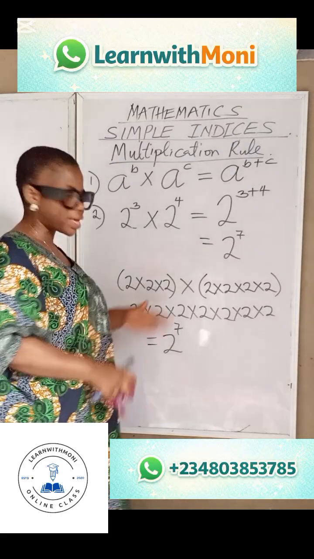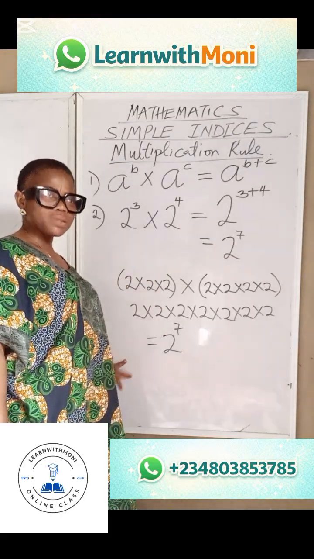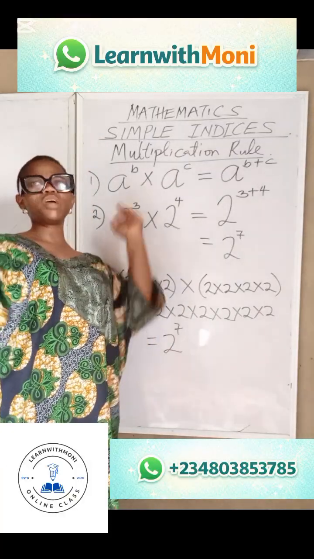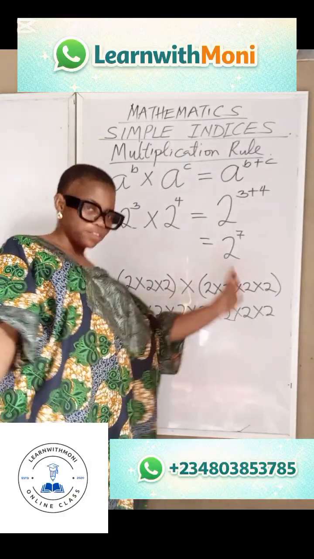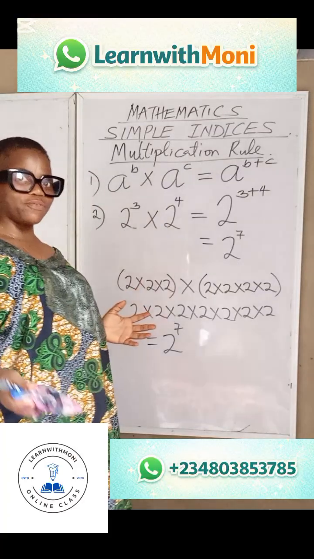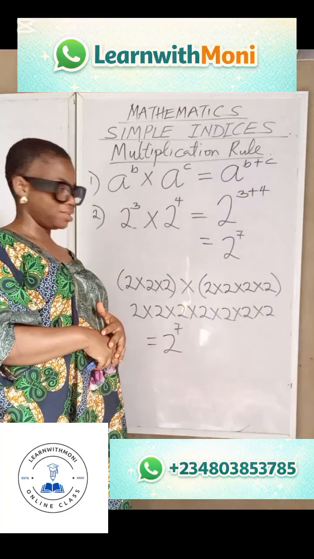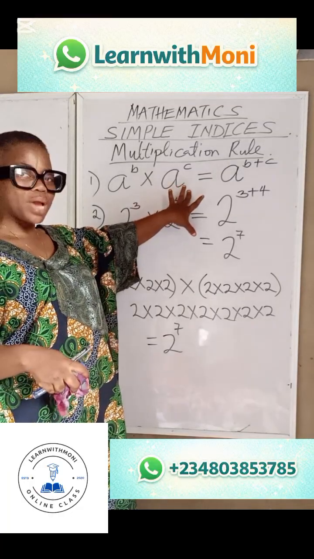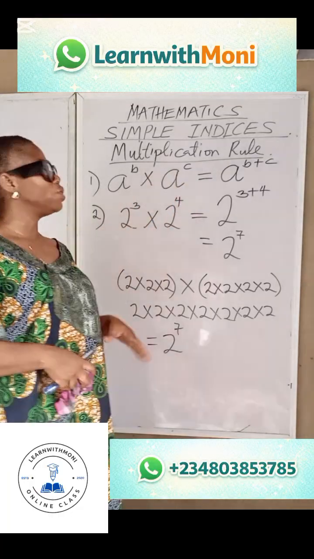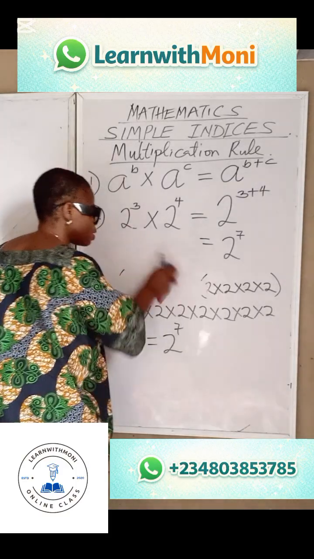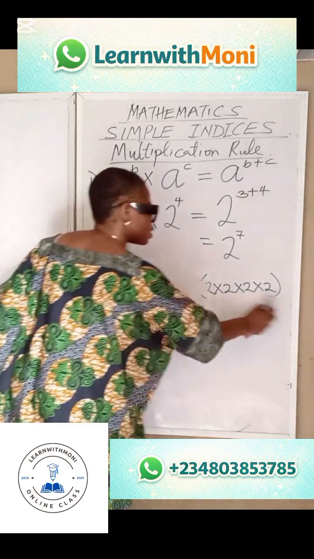So instead of you getting expressive like this, what about when you have situations like 2 raised to power 47 times 2 raised to power 100? Will you become expressive and write 2 multiplying itself 47 times or 2 multiplying itself 100 times? No, you won't do that. So that is why we have the multiplicative rule of indices. Never forget it. Let's take one more example under the multiplicative rule.